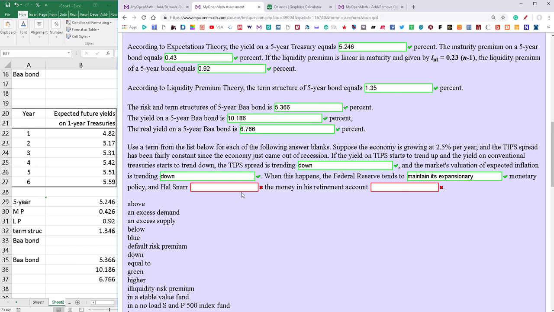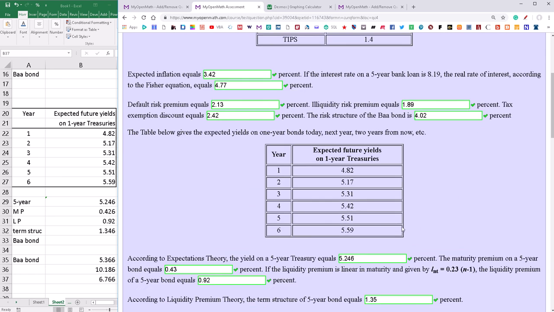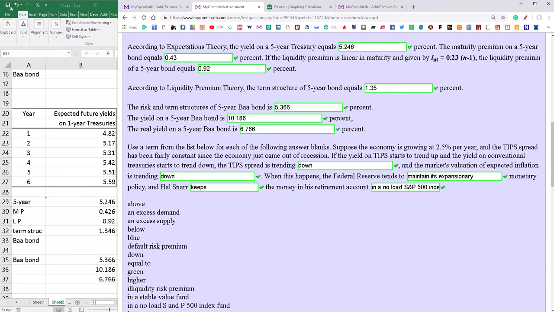Now, what does this tell me? It tells me that Hal Snarr keeps the money in his retirement account in a low fee stock fund. And the one I have is a no load S&P 500 stock fund. Okay, so that's interest rate structure. That concludes it.